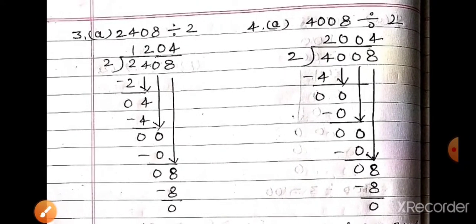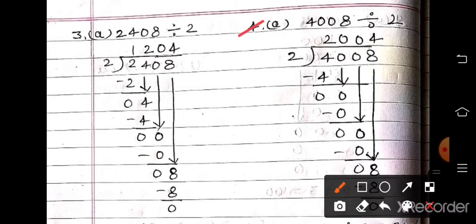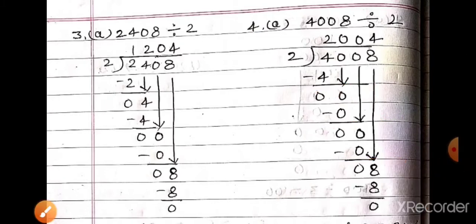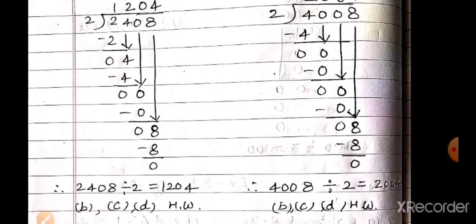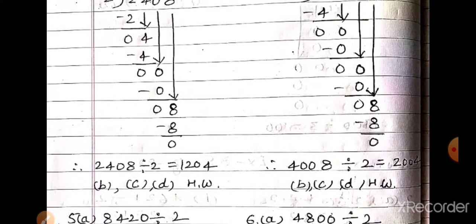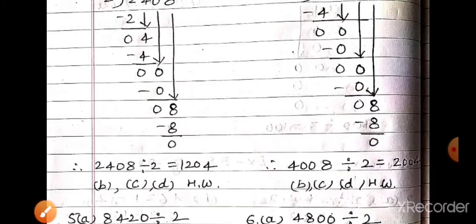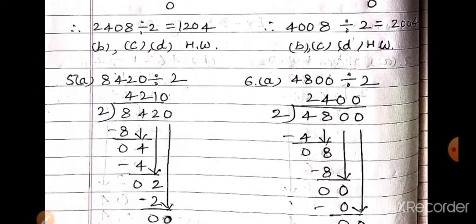Now question number 4, A part: 4008 divided by 2. So first 2 2 ja 4, then 0 times, again 0 times, and last 2 4 ja 8. Okay, so answer is 204. Okay, like this you have to write the answer. Answer is 204. Now B, C, D is your homework.